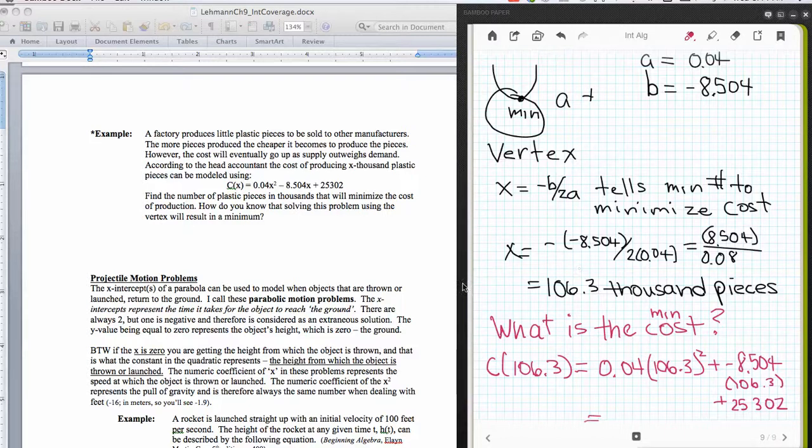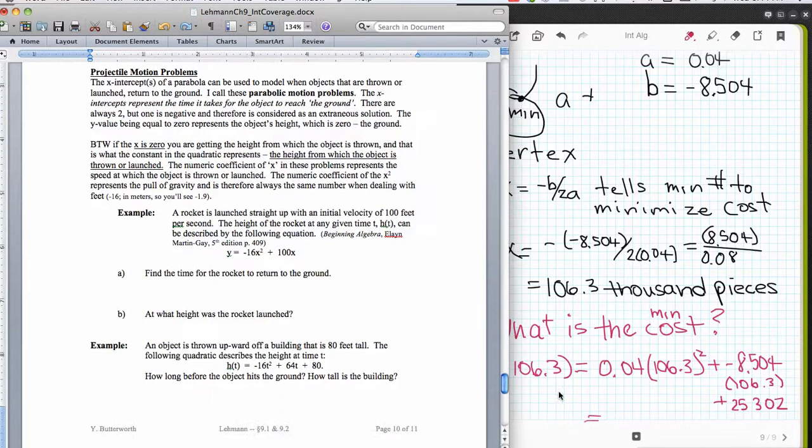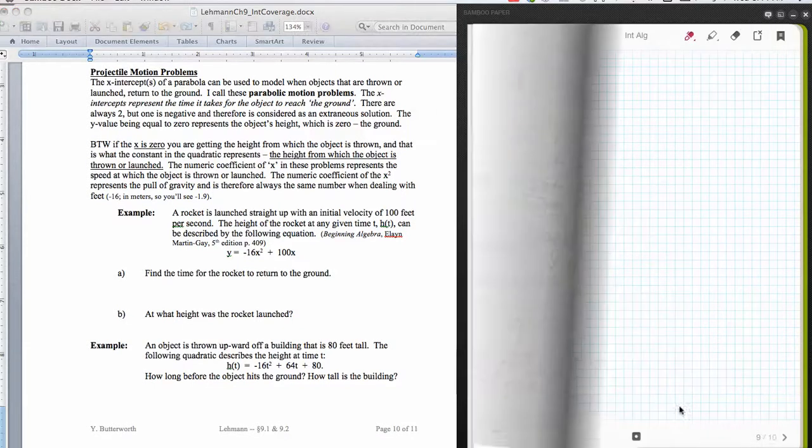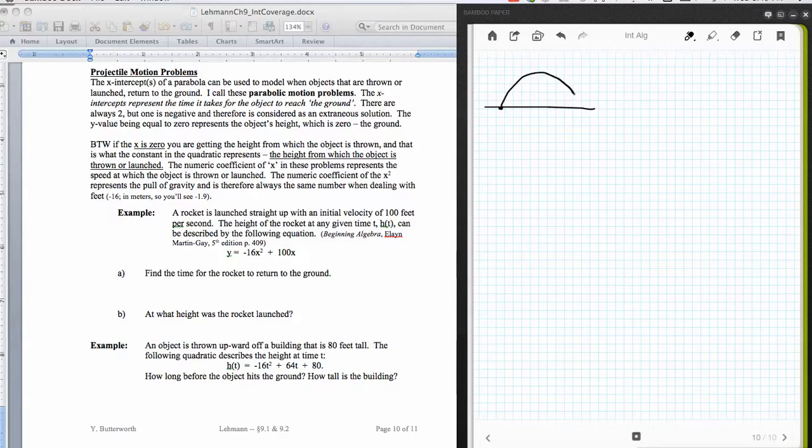So the next problem we're going to cover is a projectile motion problem. Projectile motion is a type of problem where we're dealing with any kind of object that is being thrown or launched. So this object could be sitting on the ground and then it's launched, it goes up, and it always comes back down because of gravity. Or maybe it's sitting up here and it's thrown up.